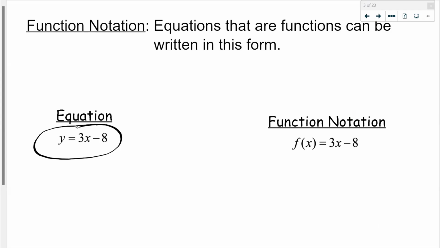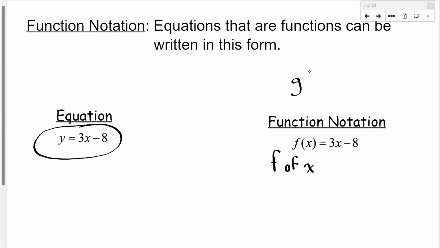Well, to write it as function notation, you write it with the f, the parentheses, and the x in place of the y. So how you would read this is f of x. So that's what that means. f of x equals 3x minus 8. f of x is the same thing as a y. Function notation, okay? All it's saying is if you input a value in, what's the output? What's the function of it?